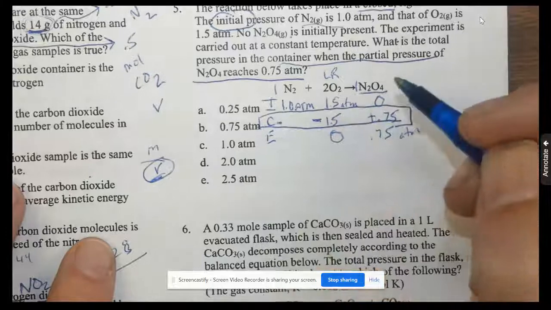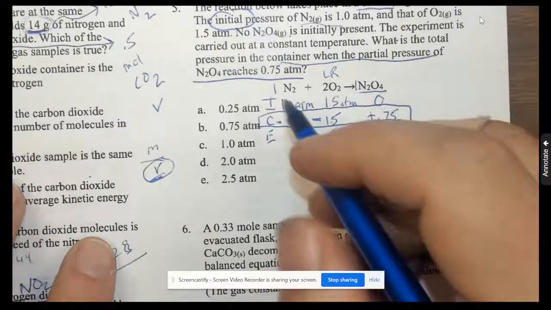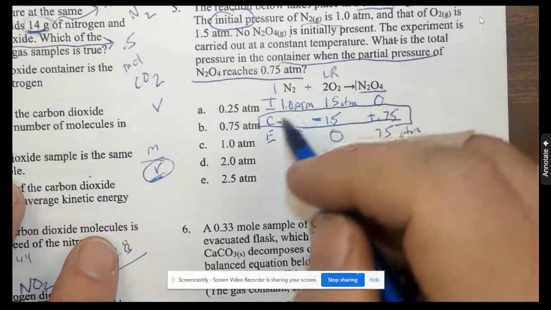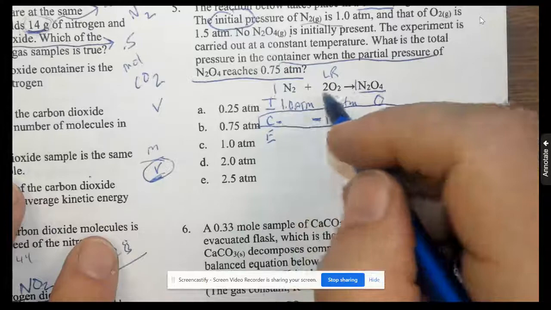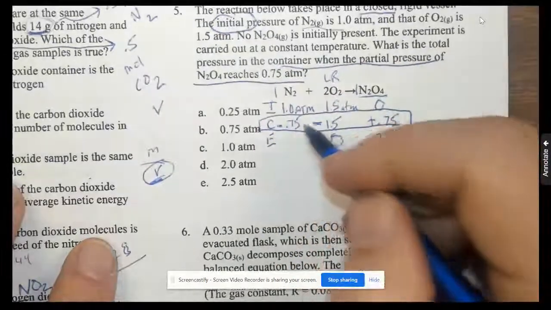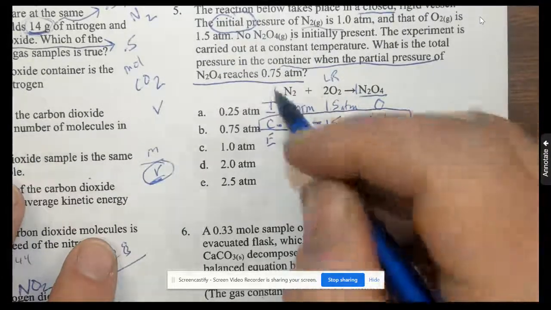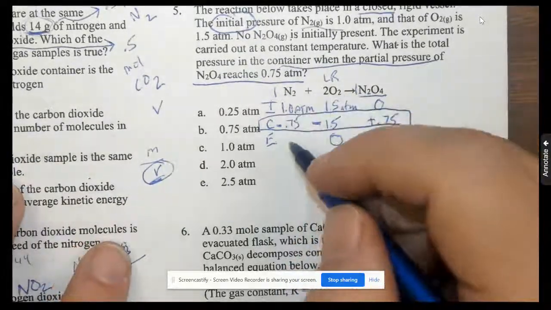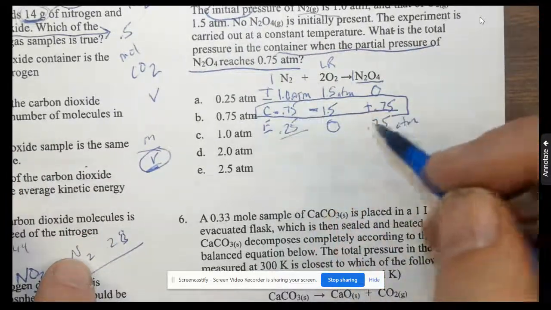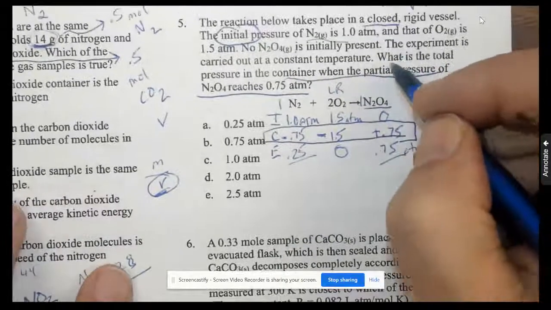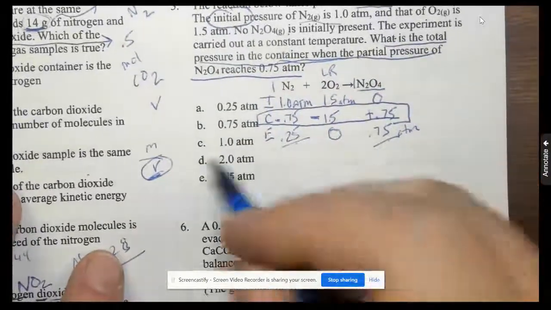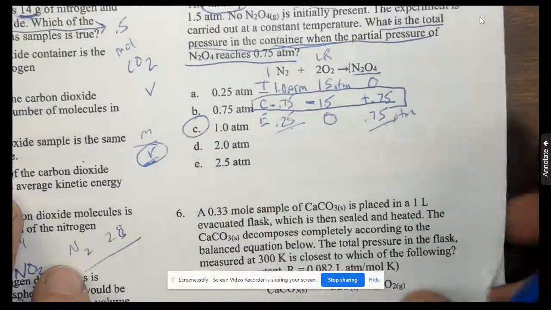Now, how much nitrogen will I lose? Not that much in terms of the oxygen. This is a coefficient of 1 and this is a 2. So the nitrogen is only going to lose 1/2 of 1.5, so 0.75. Notice how these two changes are the same, just like their coefficients in the reaction are the same. So that'll finish 1 minus 0.75 is 0.25. What did they ask? What is the total pressure in the container? 0.75 plus 0.25 is 1 atmosphere.